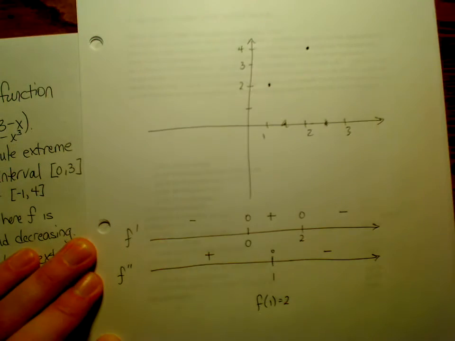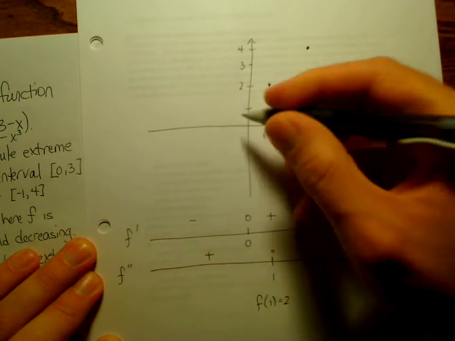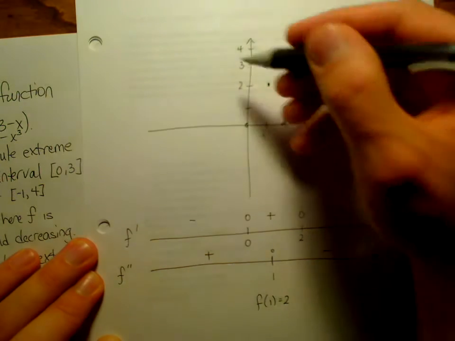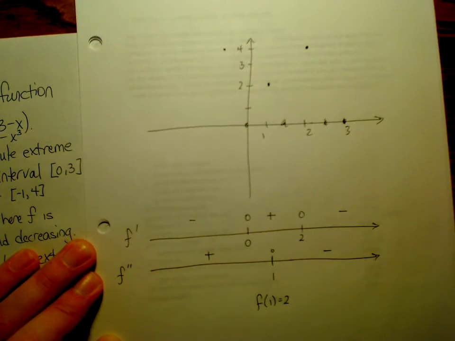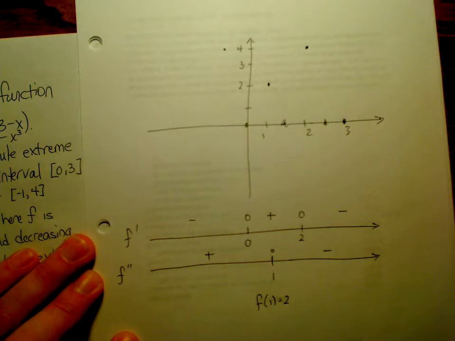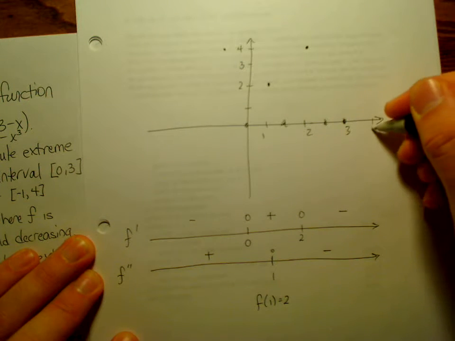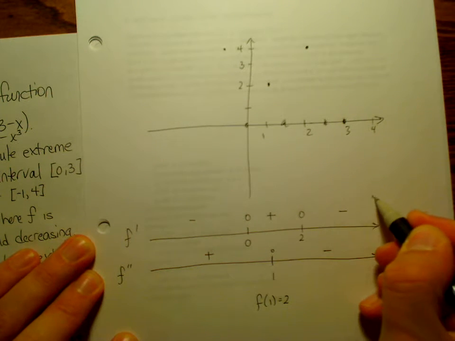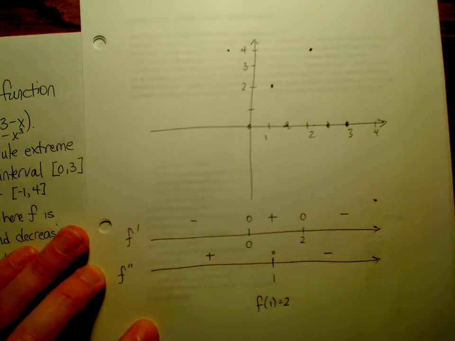2 is 4. F of 3 we found was 0. F of 0 we found was 0. F of negative 1 we found was 4. You don't need all of these points, but I already got them, so I might as well capitalize on that. And there's a negative 16 way down there from the very first video.